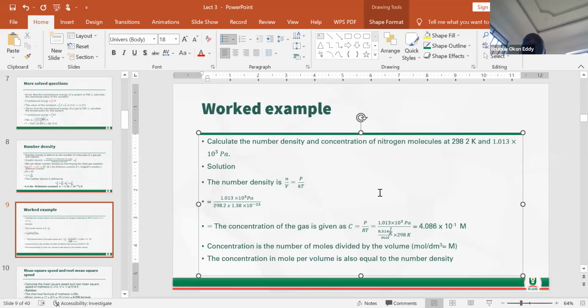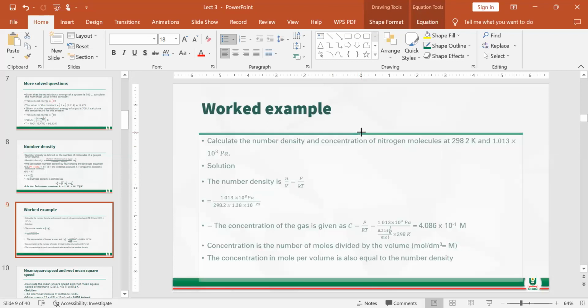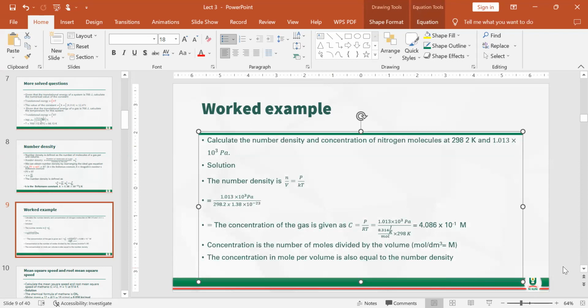What do you define by concentration? If you take the number of moles divided by volume, you have what you call concentration. Look at it, the number density can also be defined as the number of moles divided by volume. So from the number density, you can also calculate the concentration. Number density is simply the concentration in moles per volume. So that is what we call number density.